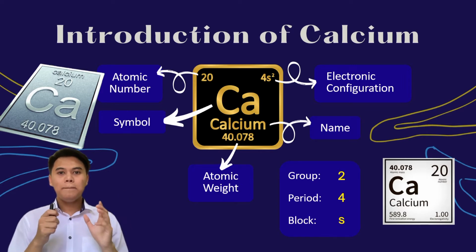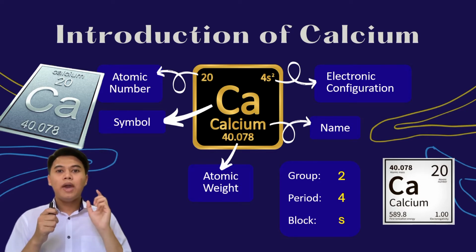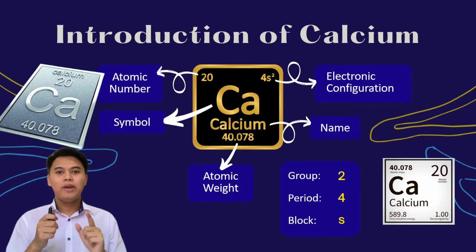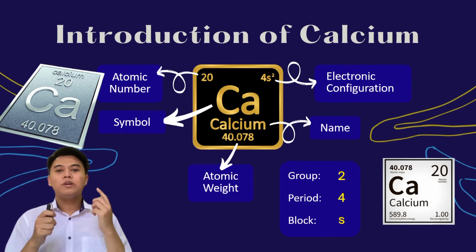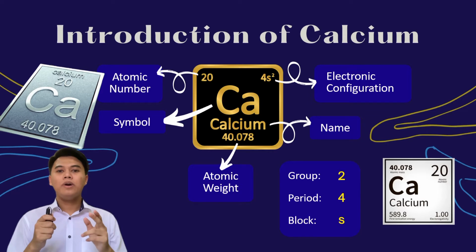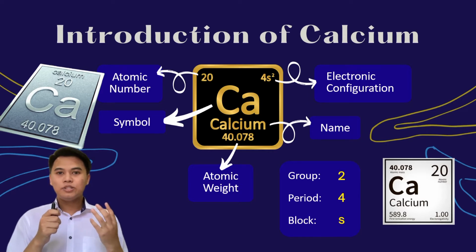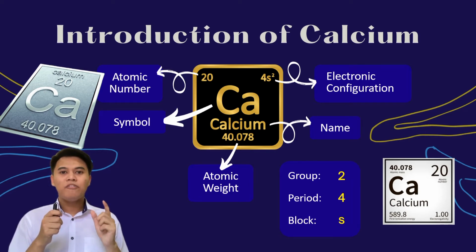The atomic number for calcium is 20 and the atomic weight is 40.078 u. Calcium is in group 2, period 4, and the block for calcium is s. The electronic configuration for calcium is argon 4s2.